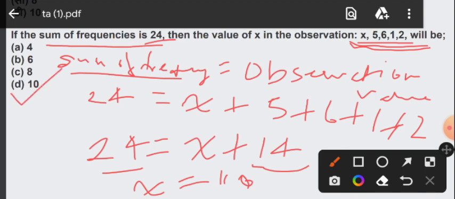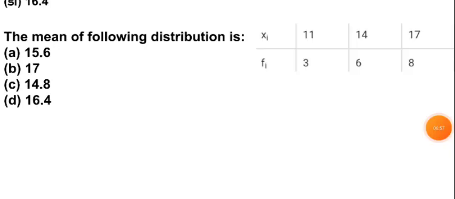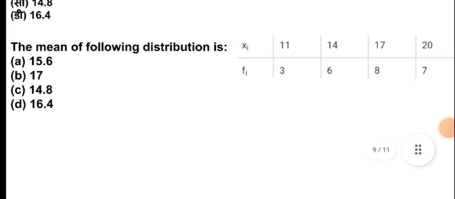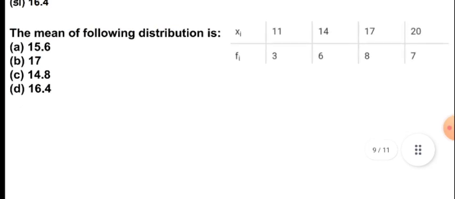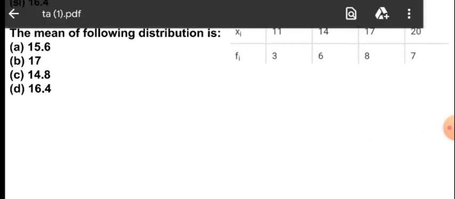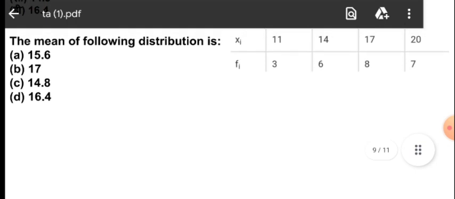Let's move on to the next question. Let us address the question. Okay, here is the data given of frequencies.